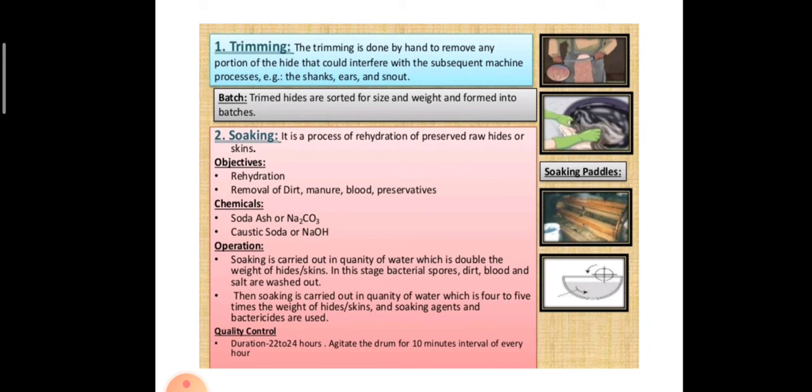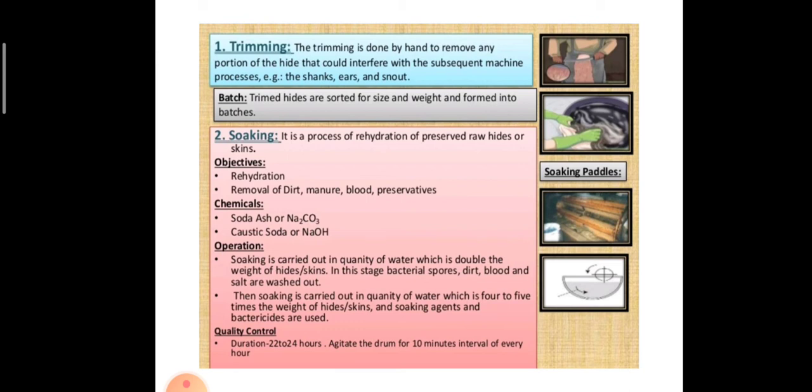Now the second process is soaking, S-O-A-K-I-N-G. Hides and skin enter the tannery in various states of cure and should be stored properly. Dried hides should be kept in a cool, dry atmosphere and precautions should be taken against insect attack. Dry salted hides require similar conditions but should be kept separate from dried hides.